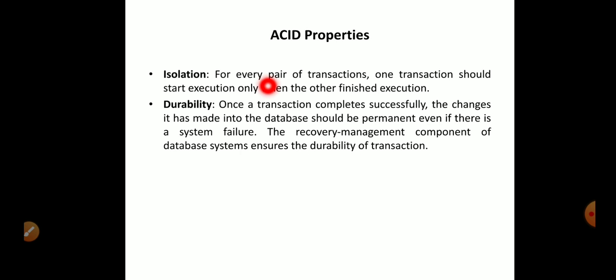Isolation. The isolation property states that only one transaction should execute at a time. That is, if the transactions are executing in parallel, they should not affect each other. The parallelly executing transactions should not affect each other. You call that the isolation property.